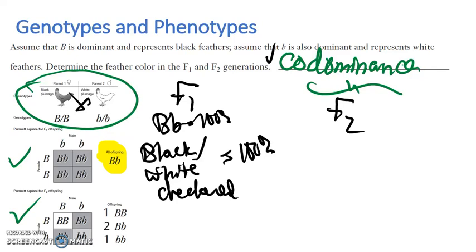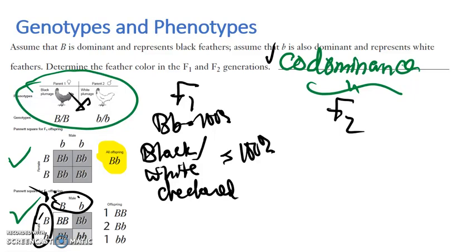Now, for the F2 generation, we're going to take 2 of those checkered chickens and cross them. So you're going to have the alleles big B, little b, and big B, little b being crossed, and even though we haven't changed the genotypes, we will see a change in the way that phenotypes are expressed.